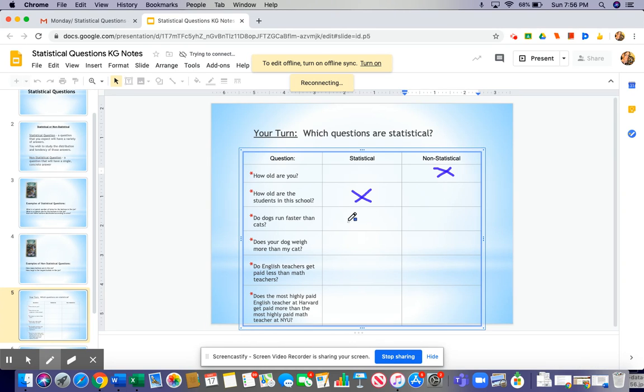If you said statistical, you are correct, because a golden retriever might be slower than a tabby cat, but a greyhound might be faster than a tabby cat. Let's look at the next question. Does your dog weigh more than my cat? Will you have one answer to that, or will you have a variety of answers to that?